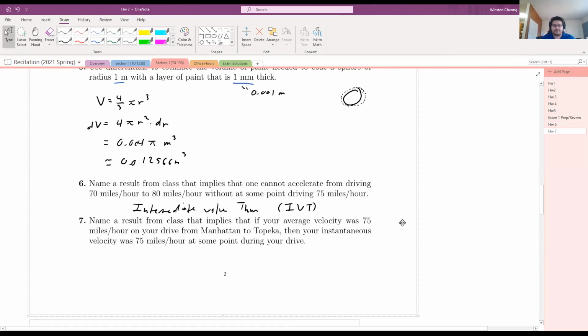7 is a little bit different. So 7, it's saying something about average velocity and instantaneous velocity. And it's saying that if your average velocity along the trip was this amount, 75, then at some point you must have been traveling at precisely 75. So there is a theorem that says this.